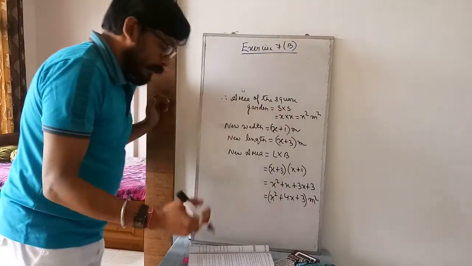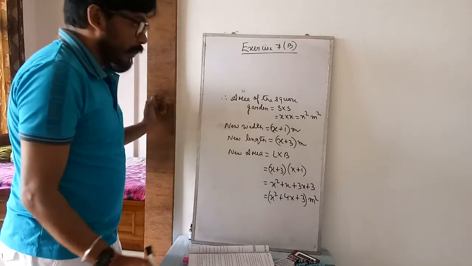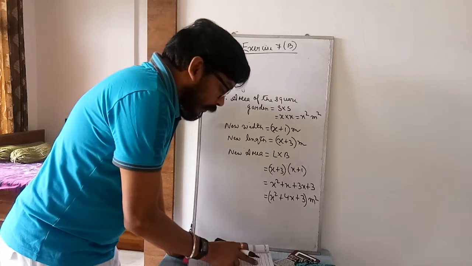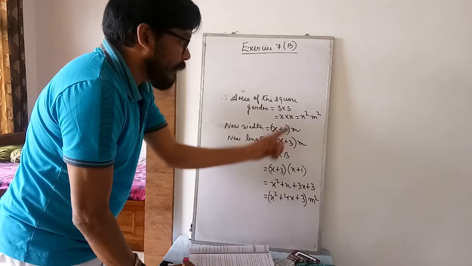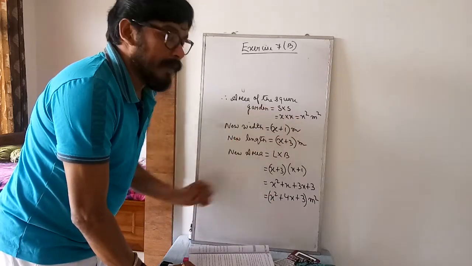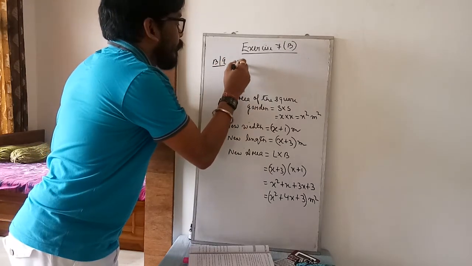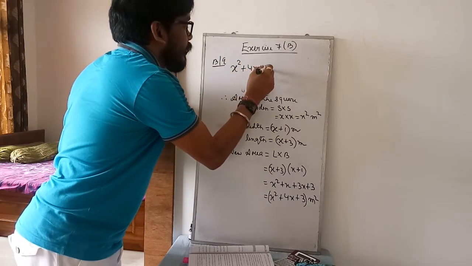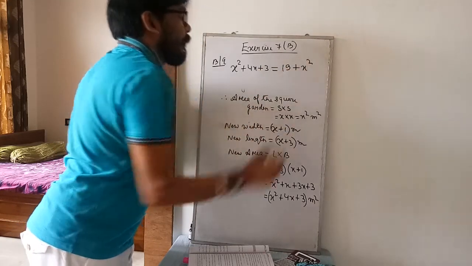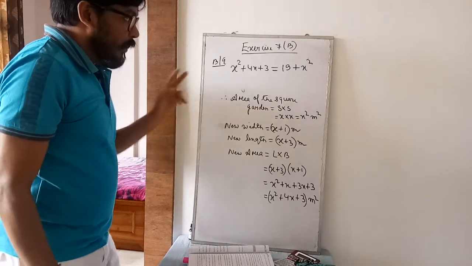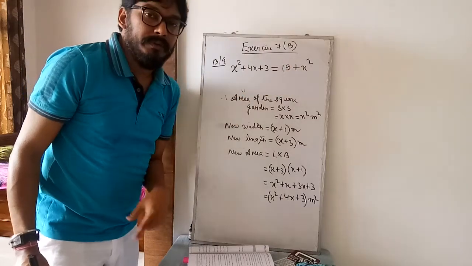They have said the area will be 19 square meter more than the present area. So this new area will be 19 square meter more than the previous one. So by question, what is the new area? x square plus 4x plus 3 will be 19 square meter more than the previous one. Clear? New area will be means equal to, 19 square meter more means plus, than the previous one.